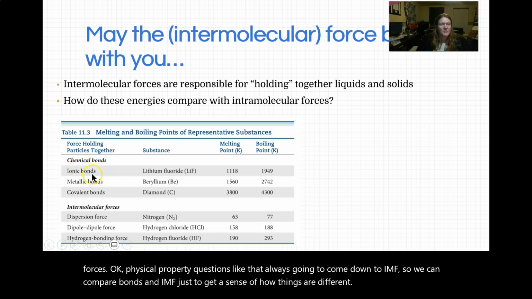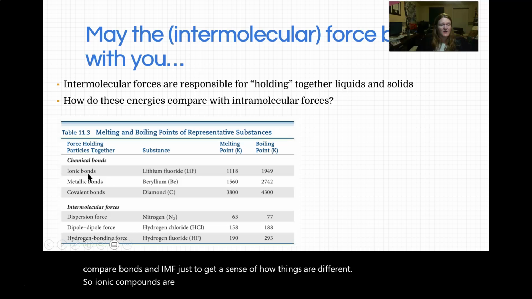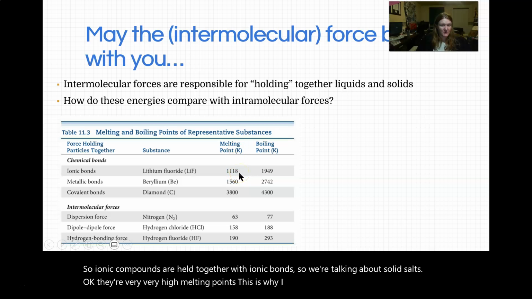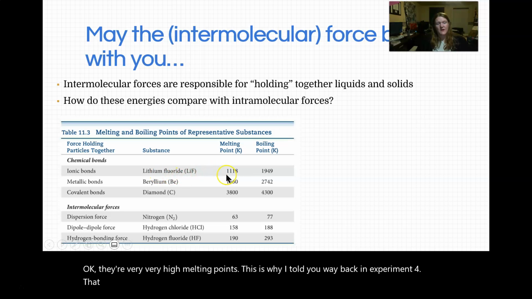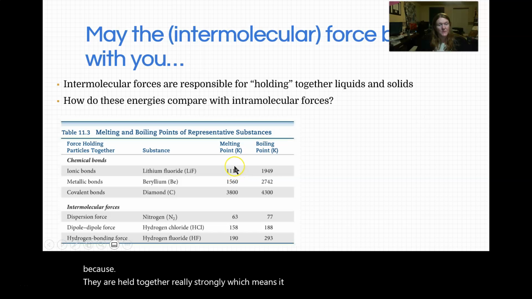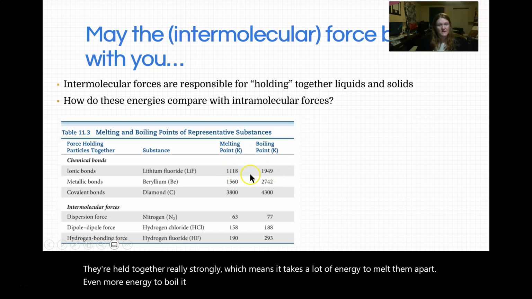So ionic compounds are held together with ionic bonds. So we're talking about solid salts. Okay, they have very, very high melting points. This is why I told you way back in experiment 4 that with ionic compounds, you don't have the choice of having a liquid at room temperature because they're held together really strongly, which means it takes a lot of energy to melt them apart. Even more energy to boil it, of course, right? So this is like lava temperatures or something.